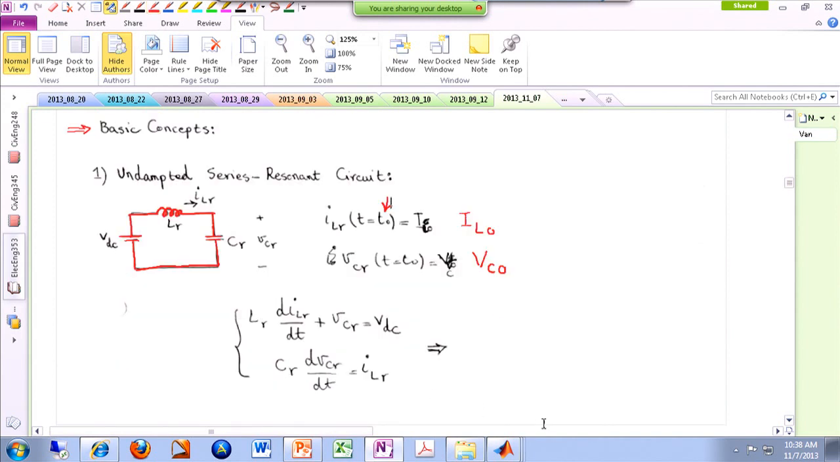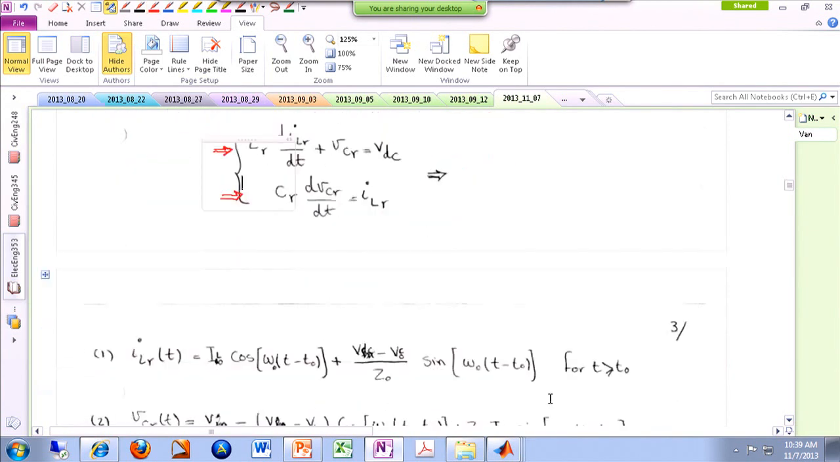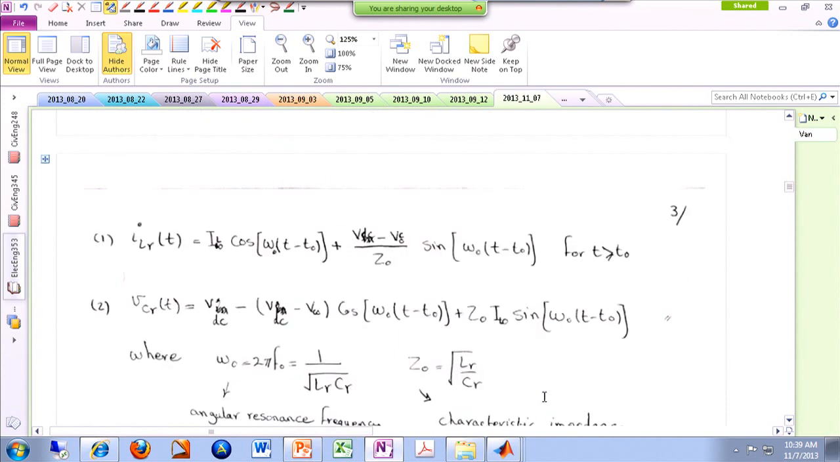Now you have to be able to analyze it. So going back to circuits 1, there are two differential equations. One of them is this KVL around the loop, which tells me the voltage drop across the inductor plus the voltage drop across the cap should be the same as the input voltage. And the second equation tells me that the current of the cap is the value of the cap times the derivative of its voltage. So we have two independent differential equations. Going back to circuits 1, if you do the math, you are going to end up having an answer like this.